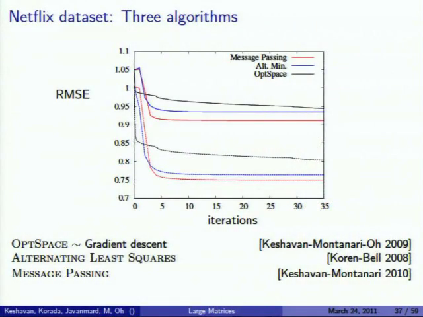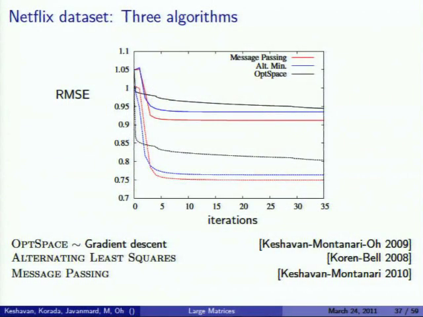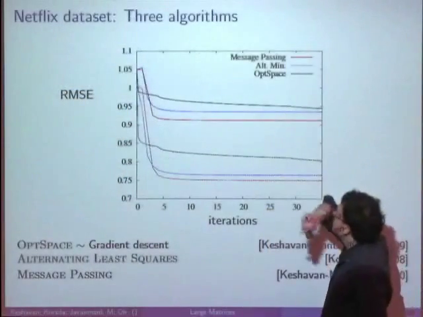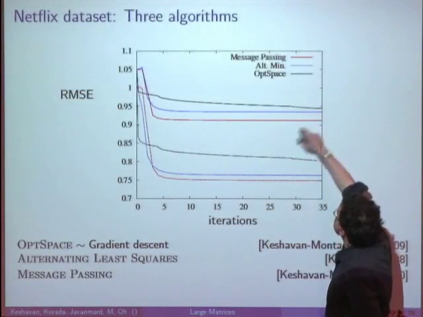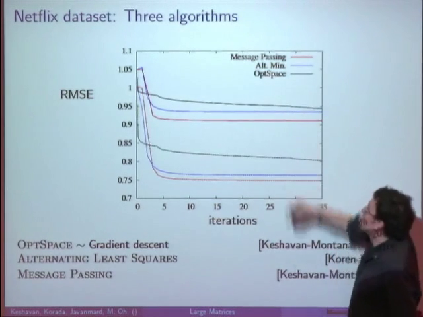Unfortunately, things are not as nice if you go back and try to solve the Netflix challenge. So these are three algorithms. The best one is this one. The black one is the one for which we have a proof.